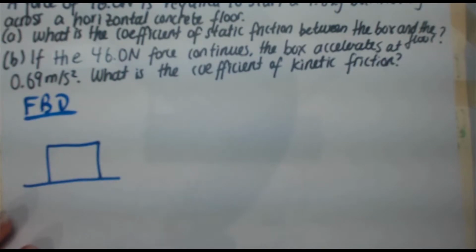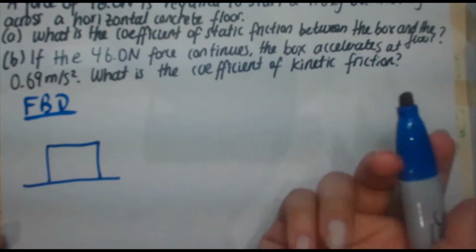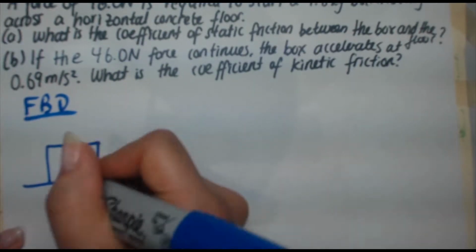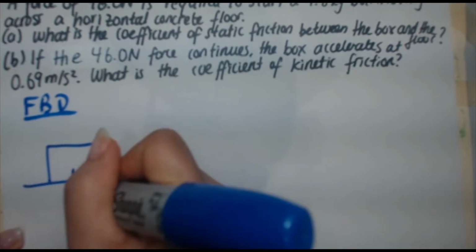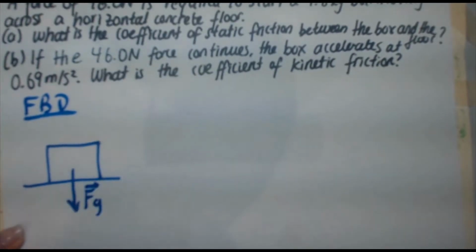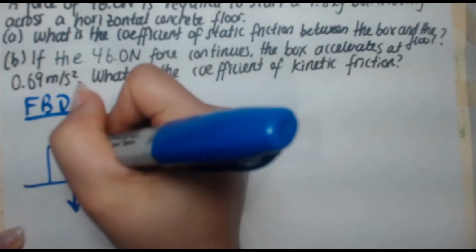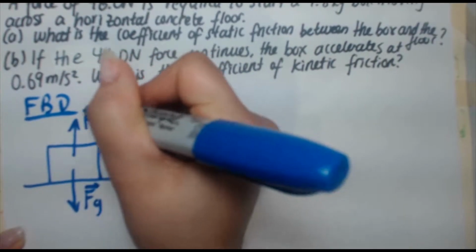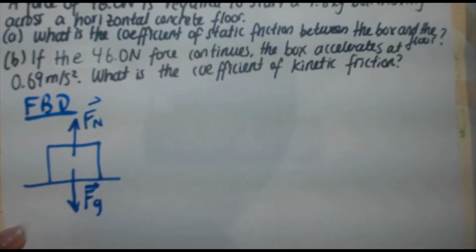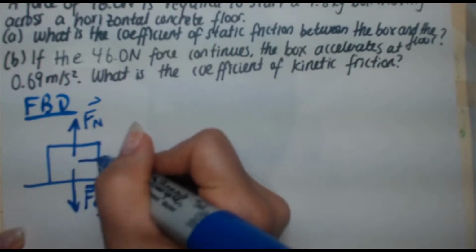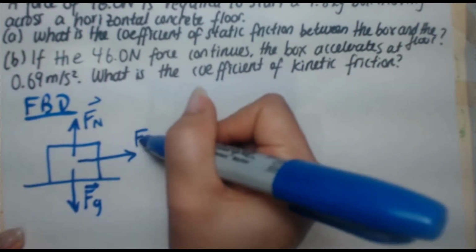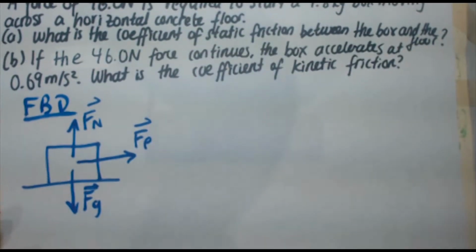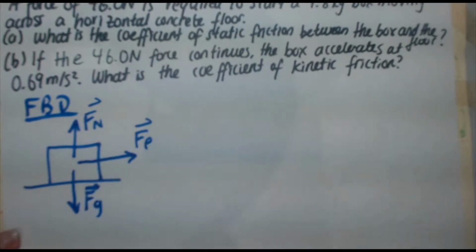Now to draw the forces coming out of it, the box obviously has some weight, so there's a force of gravity going down. It's sitting on a surface, so the normal force is pushing back up, perpendicular to the surface. The box is pushed, so I'm going to assume it's getting pushed to the right. And the frictional force is going to oppose this.